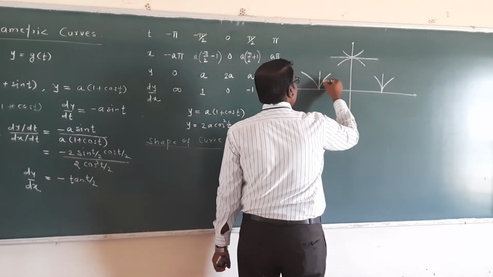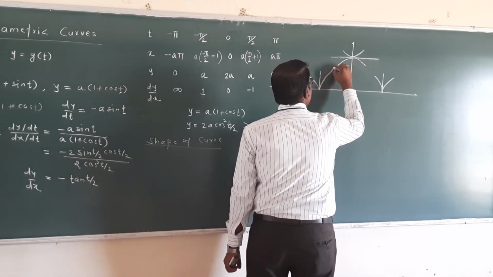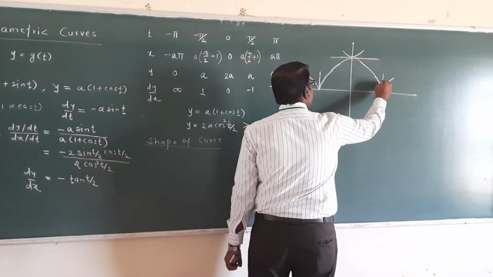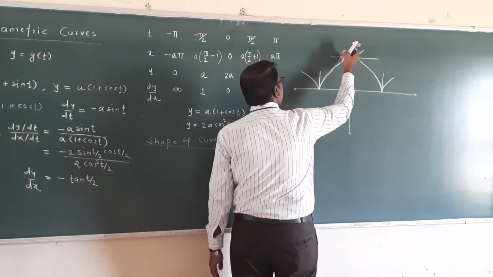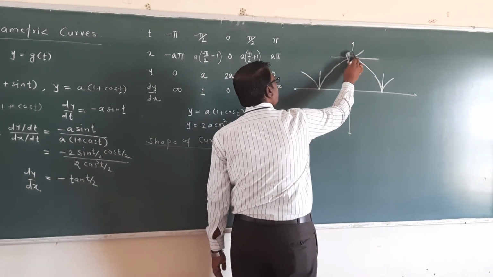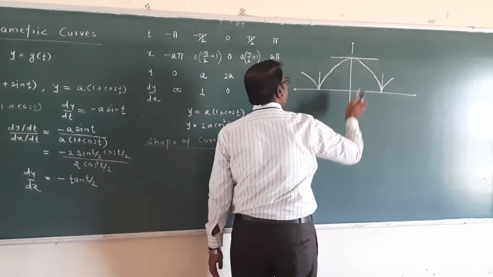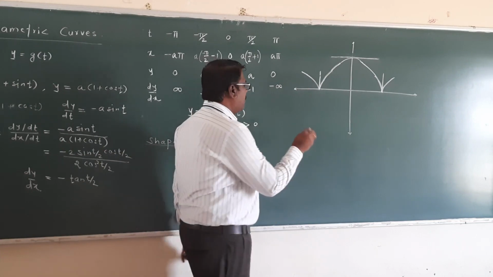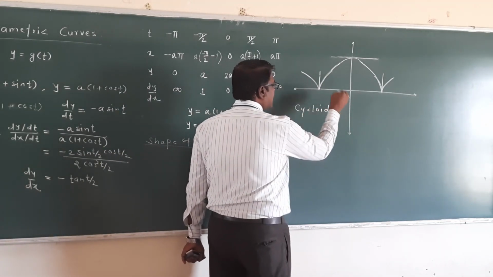Again two curves we have to join, so I will join these two curves, and again I will join these two curves. So here the curve lies in between these two lines, and we are going to erase this part also. Such types of curves we call cycloids.